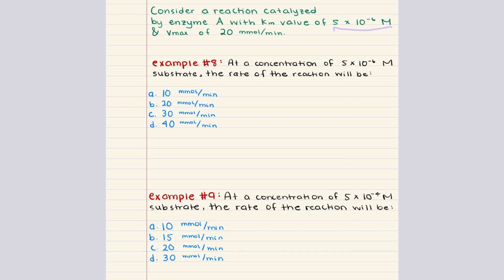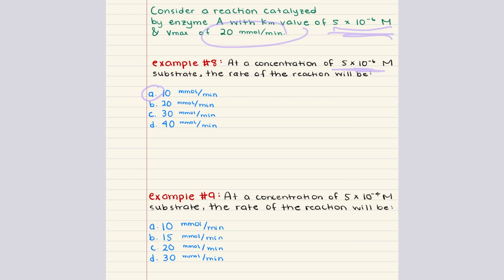Problem 8 says at a concentration of 5 times 10 to the negative 6 molar substrate, the rate of the reaction will be blank. If the substrate concentration is exactly equal to Km, then by definition, the reaction rate is half of Vmax. We're given that Vmax is 20 millimolar per minute. Half of that would be 10 millimolar per minute. So the correct answer for 8 is A.